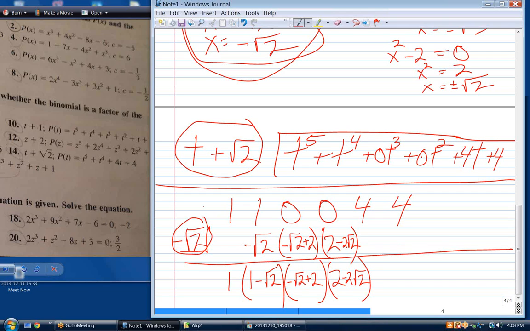Okay, now let's see, multiplying that. What do we got? We got minus 2 root 2.